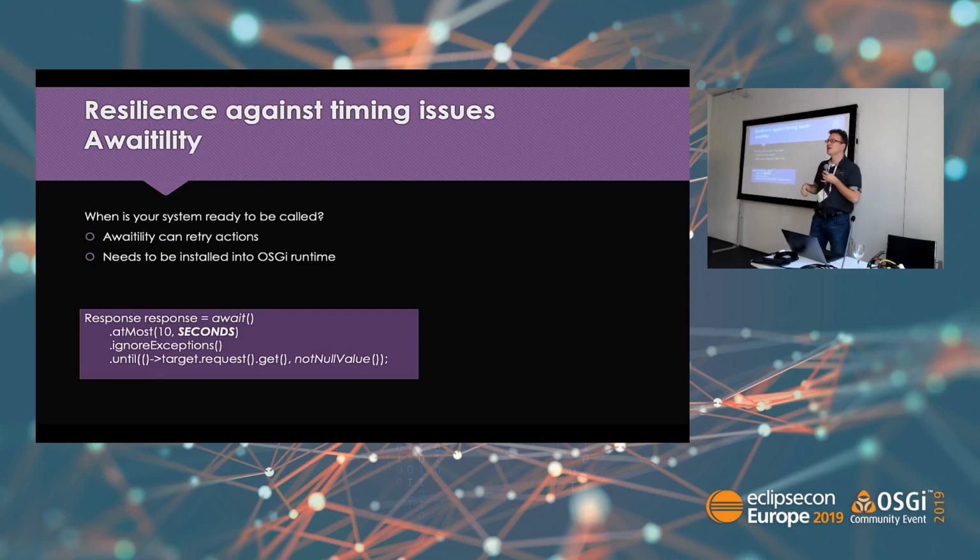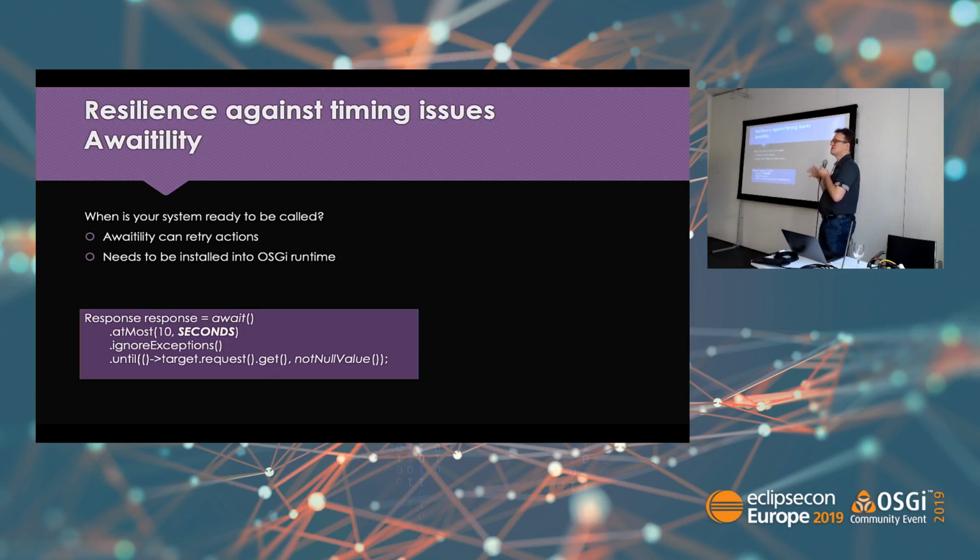Maybe a good question to the audience. Who knows already the framework Awaitility? So two, huh? So it's good. Maybe I have something new for you. That's good. So Awaitility is just a small library that allows repeating operations.